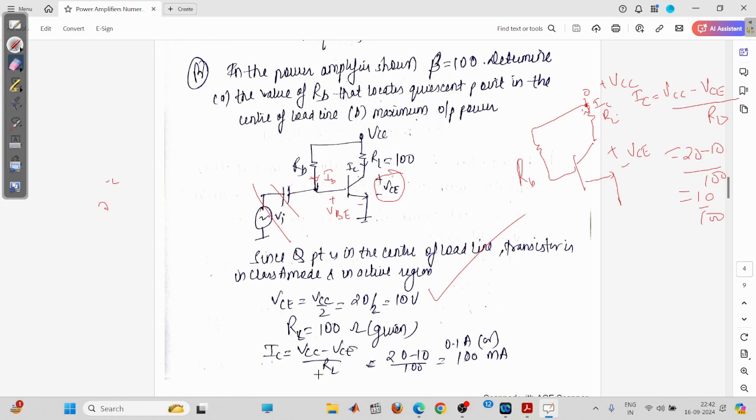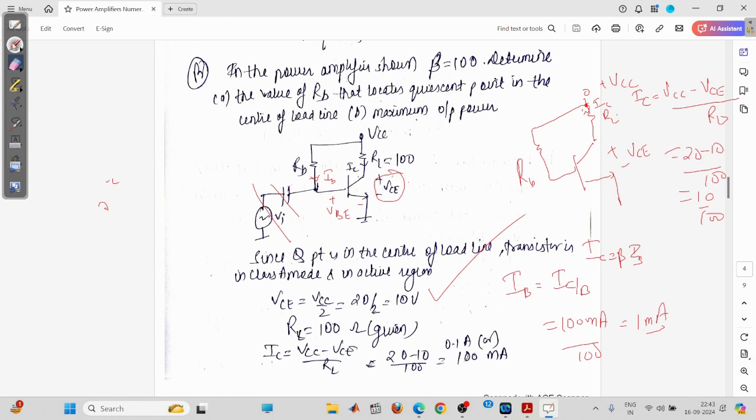So when IC is evaluated, you can simply calculate the IB value. IB will be equal to IC upon beta, because IC is equal to beta into IB. So this is 0.1, or you can say 100 milliampere upon 100. You can take 100 milliamperes only, not 0.1 ampere, because this will create confusion in the minds of the audience. So I will take this as 100 milliampere, and the beta value is 100. So IB is 1 milliampere.